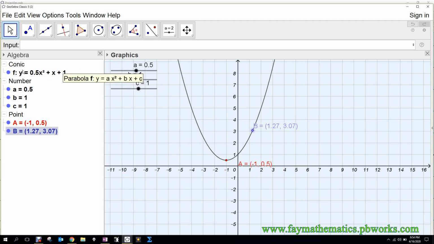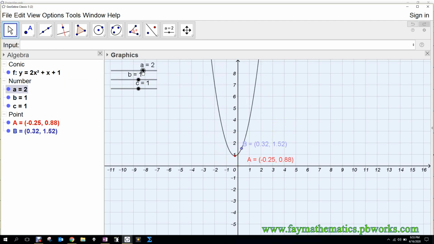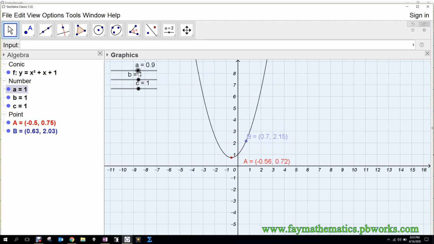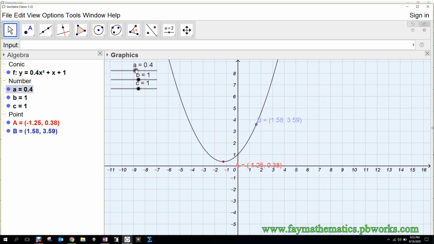That happens, look at this a value here that I can change. As long as I keep that a value bigger than 0, so as long as I make it positive, that vertex, that point, is always going to be the smallest one, or the lowest one on the y-axis, so it's a minimum. Okay, that changes when I make it a negative.